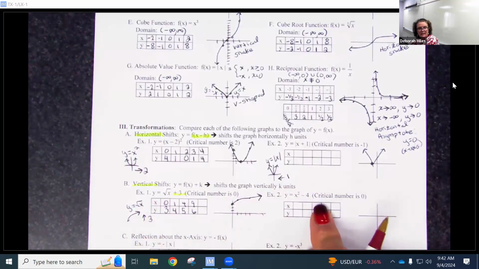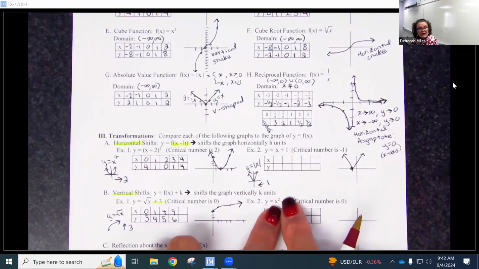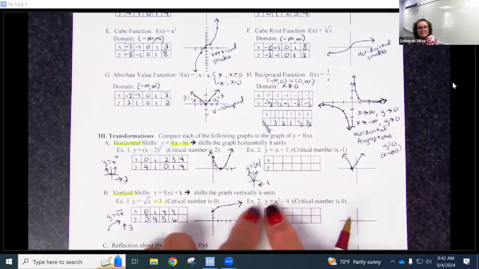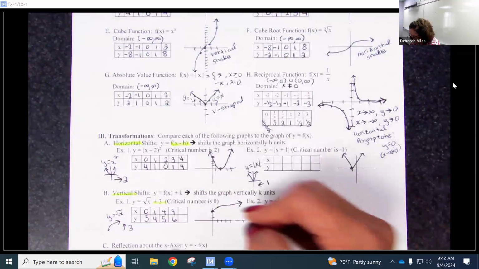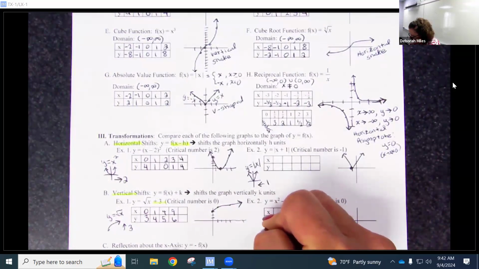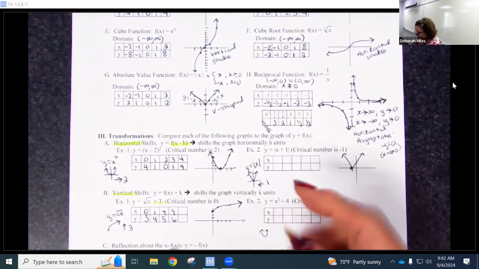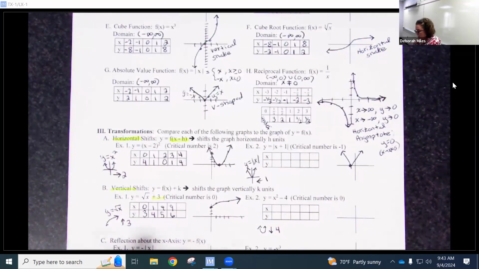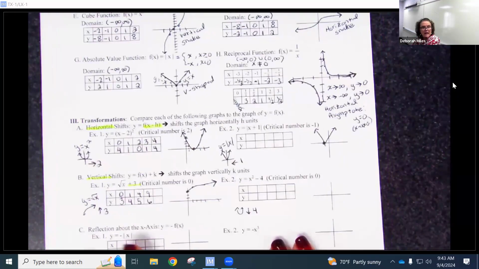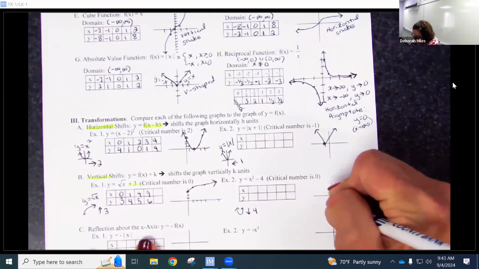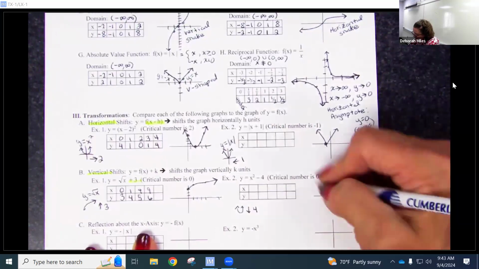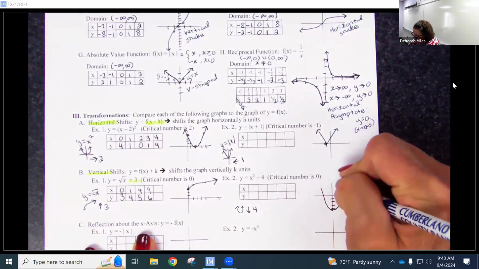And the same thing for this second example. Nothing is added or subtracted before I square the x, so the critical number is 0. That 4 is subtracted after I square the x, so I'll get a parabola, but it's been shifted down 4. And again, just to save a little bit of time, I'm not going to fill out that XY chart. I'm just going to take my basic parabola and shift it down so that its vertex is at -4 instead of 0.